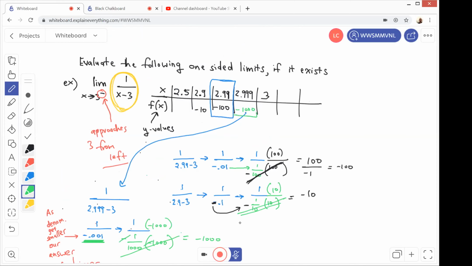So as x approaches 3, let me get that pointer. As x gets closer and closer and closer to 3 from the left side, because that's all I care about, the y values are approaching a certain number: negative 10, negative 100, negative 1,000. Take a guess. What do you think we're approaching? Negative a big number. And so we're approaching negative infinity.